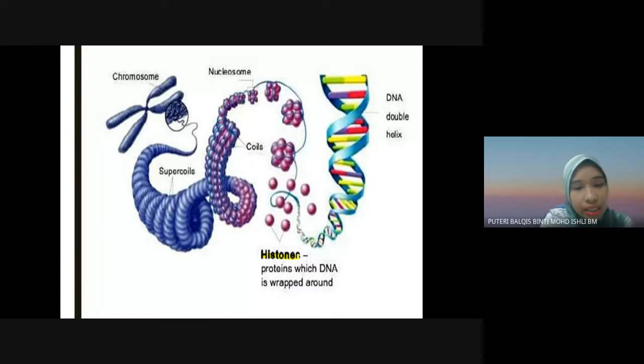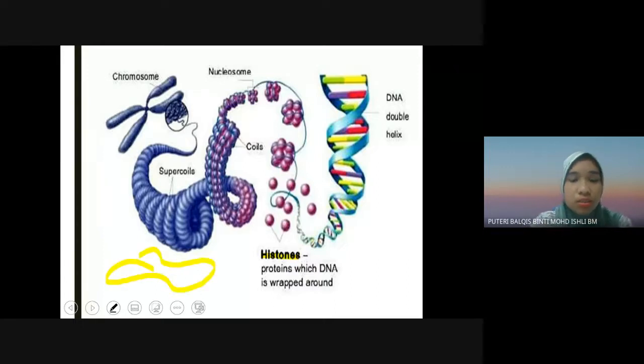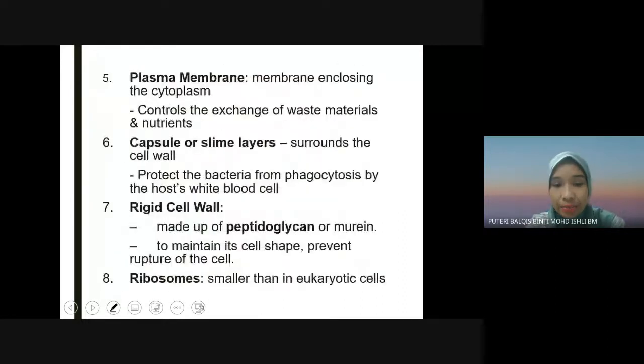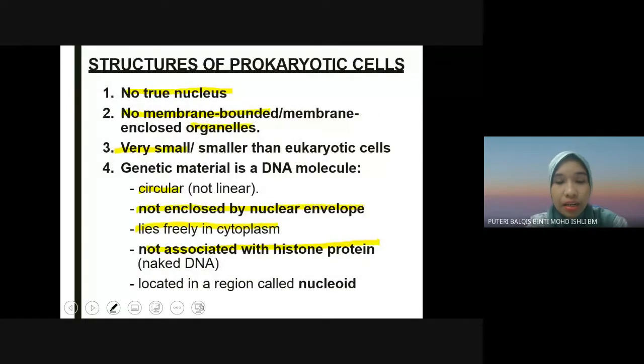Okay, so dia punya DNA macam ni je. Macam tu je. Circular. Macam tu je dia duduk dekat prokaryotic cell. Okay, dia tak wrap around the histone protein. That's why we call that naked DNA. Okay, naked DNA. So the DNA is located in a region called nucleoid.